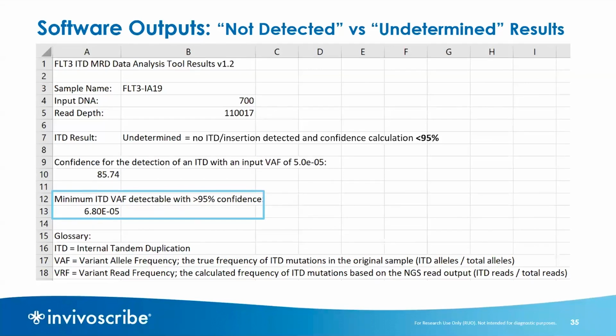So one benefit of having this confidence calculator in the software is, for instance, if you have a low quantity of DNA in a sample that results in low read depth and therefore an undetermined result, it's possible to combine confidence results from multiple runs of the same sample to achieve the desired confidence. And the other thing too is it can help with troubleshooting if you do have maybe a known ITD VAF. With this minimum ITD VAF detectable with greater than 95% confidence, this basically gives you your new, quote unquote, LOD for the sample given this read depth. So depending on your use case, this could be useful information.